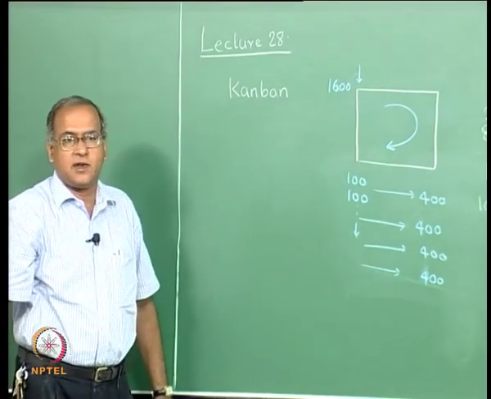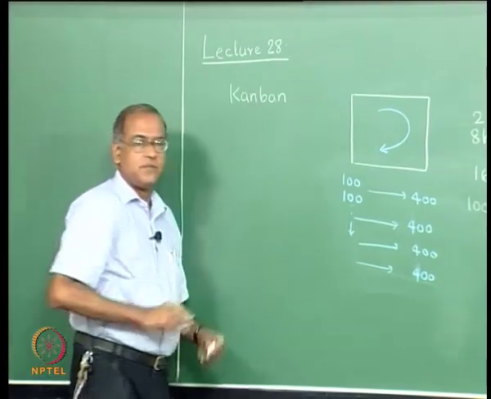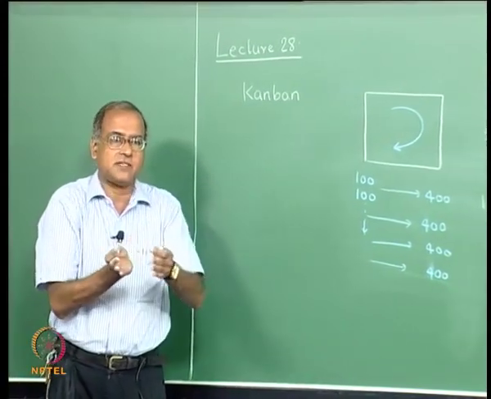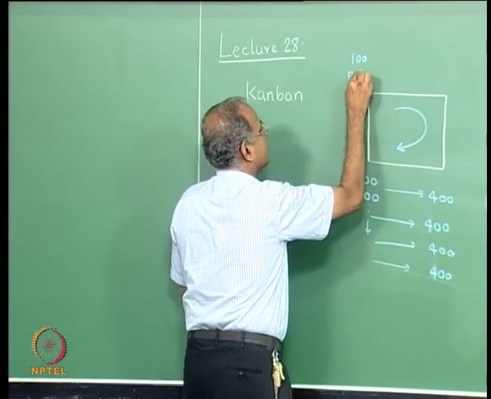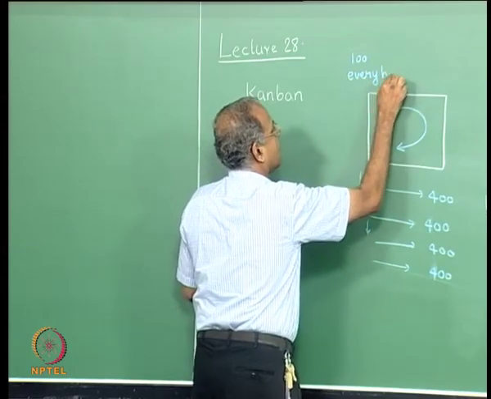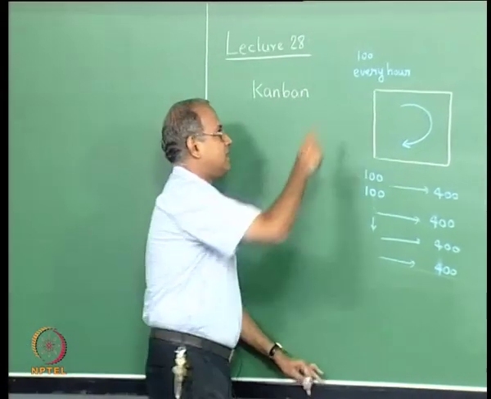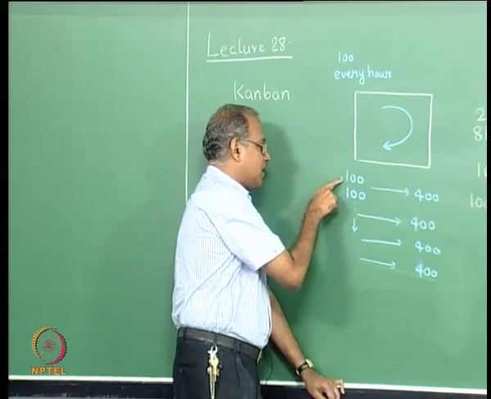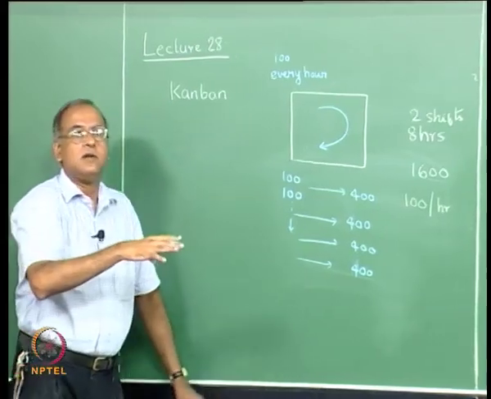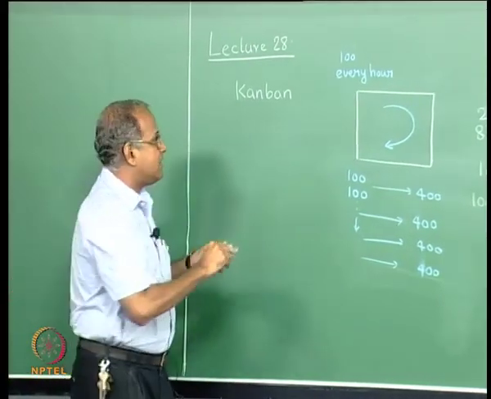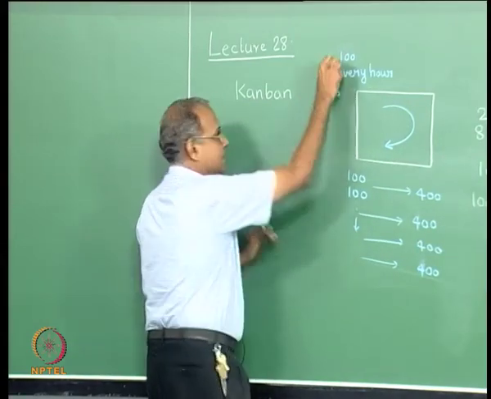Now, another way of doing it is by saying that I am not going to give all the 1600 now. After all, the production capacity is 100 per hour, so I am going to input 100 every hour, so that 100 will come in at 8 o'clock and that 100 will come out here at 9. At 9 another 100 will come in, another 100 will come out and so on. So, when we do that, the inventory in this system will be 100 as against 800 in the earlier case.